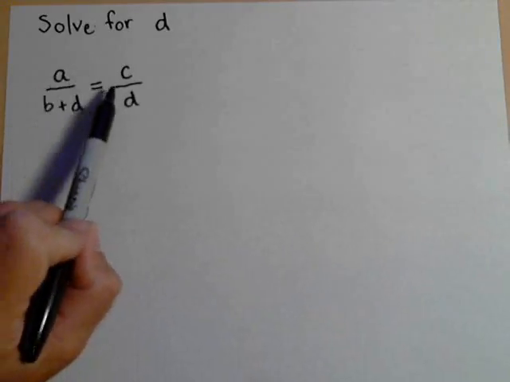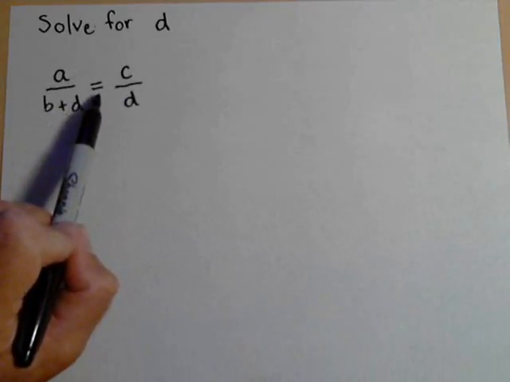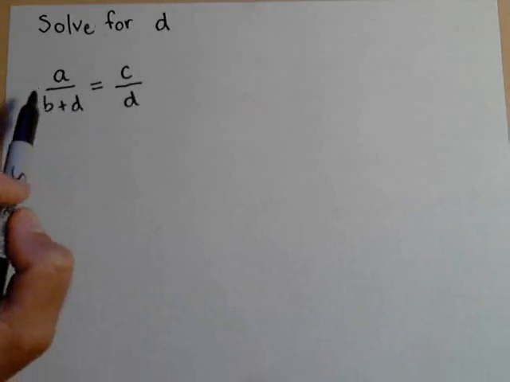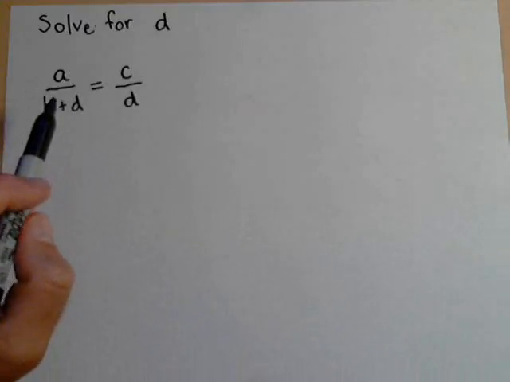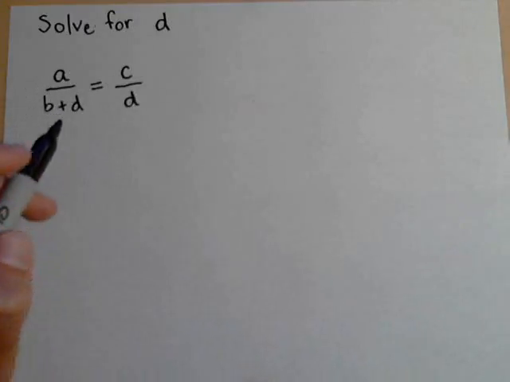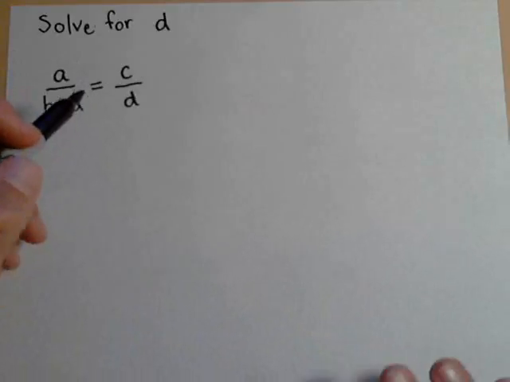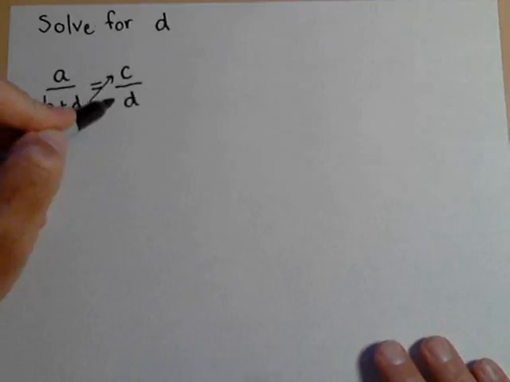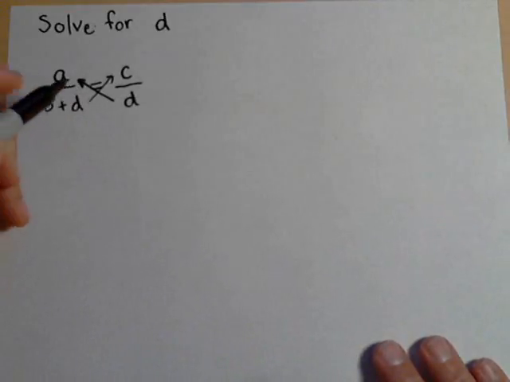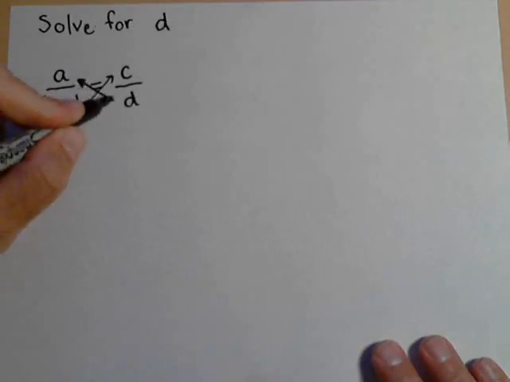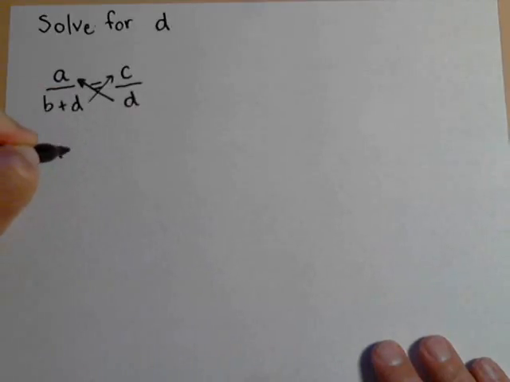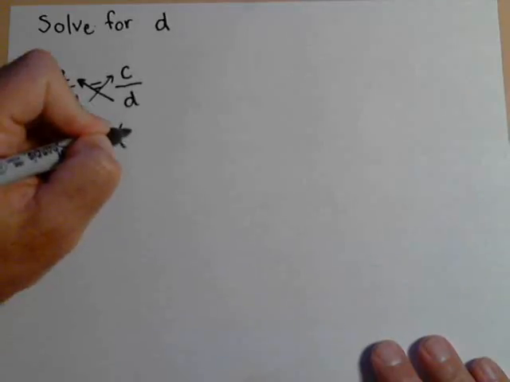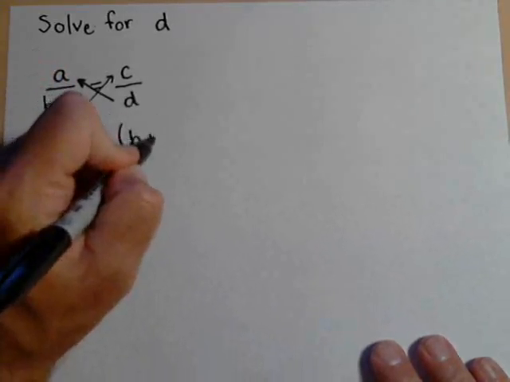But anytime you've got fractions like this and they're equal to each other, the best thing to do is get rid of denominators. You can do that by multiplying both sides by the common denominator, or we have a shortcut called cross multiplication. What I'm doing when I cross multiply is I'm taking the denominators and multiplying them by their opposite numerators. So what I get is a times d equals c. Now you do need parentheses here, the quantity b plus d.